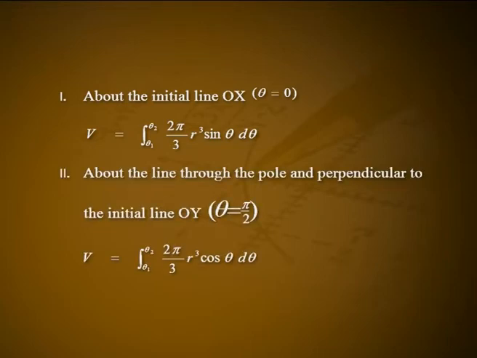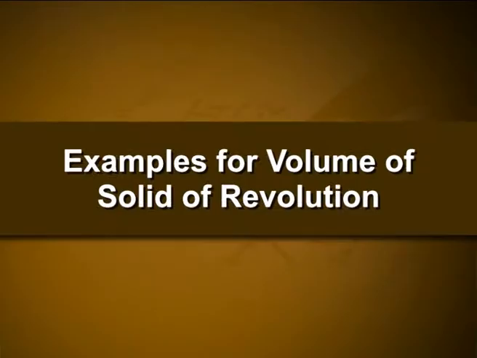Second, about the line through the pole and perpendicular to the initial line OY, that is θ = π/2, V = ∫ from θ1 to θ2 of (2π/3) r³ cos θ dθ. Examples for volume of solid of revolution.